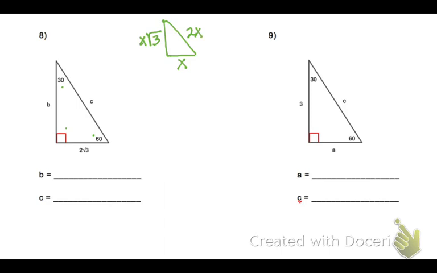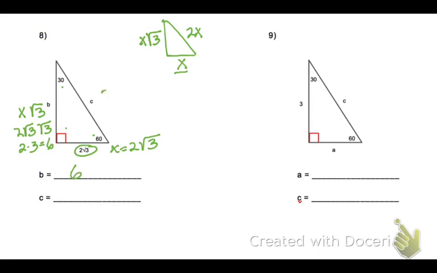So for number 8, here we have our bottom leg is 2 times the square root of 3. That's equal to x. So x is equal to 2 times the square root of 3. So what is b going to be equal to? b is equal to x times the square root of 3. And so we have 2 times the square root of 3 times the square root of 3, right? And square root of 3 times square root of 3 is 3. 2 times 3 equals 6. So b is equal to 6.